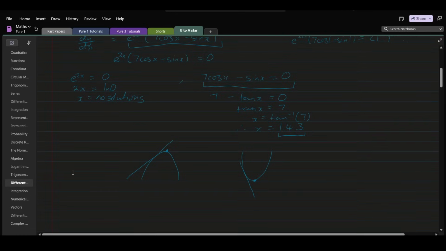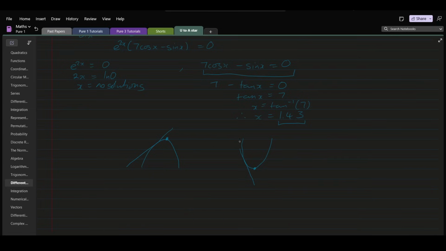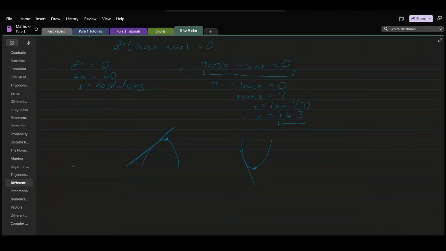So now you notice that we have a positive gradient to the left of our stationary point. So which of these two scenarios represents a positive gradient to the left of our stationary point? So it's this scenario where we have a maximum point. We can tell that the tangent here has a positive gradient. So we can conclude that therefore we have a maximum point.